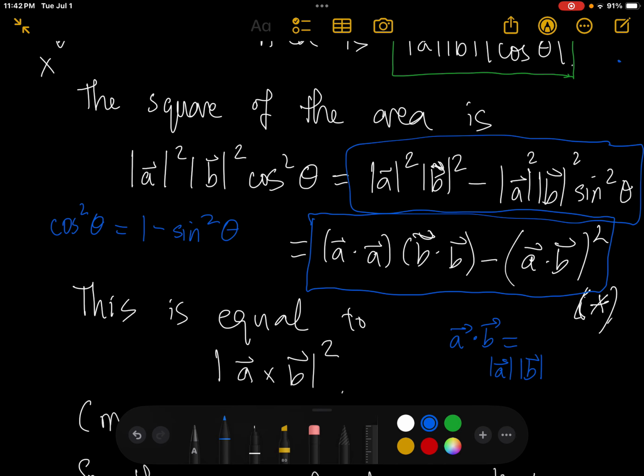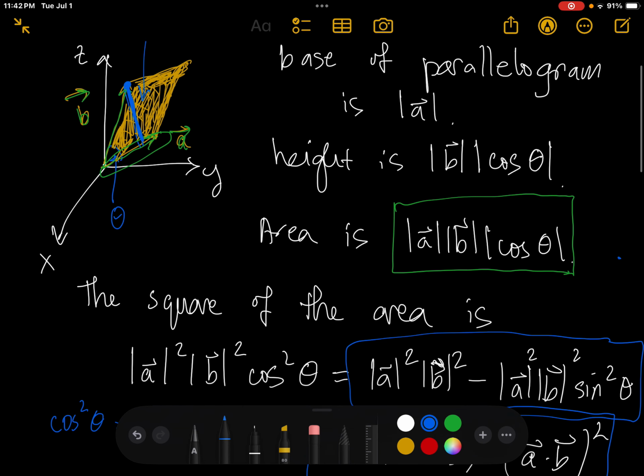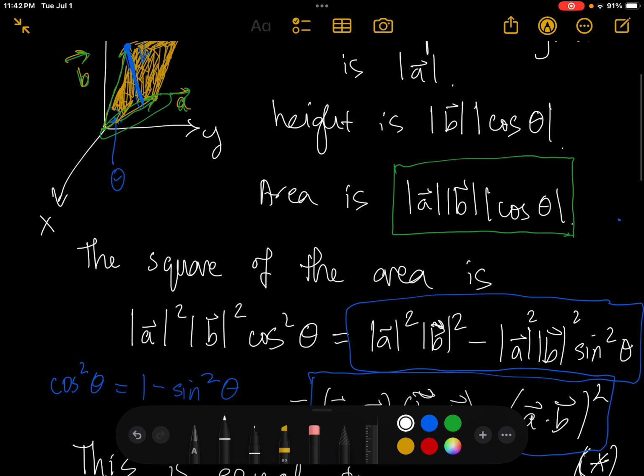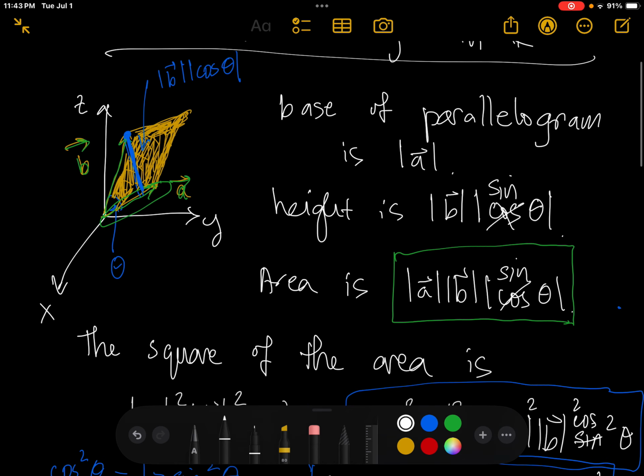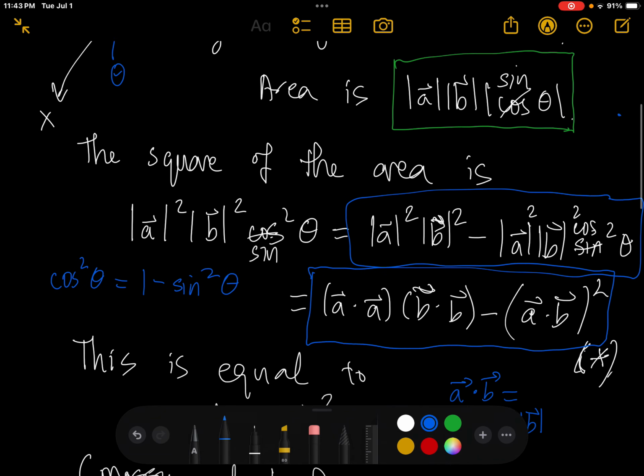Let's see, hold on. Oh, I made a mistake. This should be sine. Okay, so this should be sine squared, and this should be cosine squared. Okay, now it's correct. Sorry. Oh, I even made a mistake here, too. Okay, let me go back. Magnitude of A times magnitude of B times sine theta, right? Like that. Okay, so now it's correct.